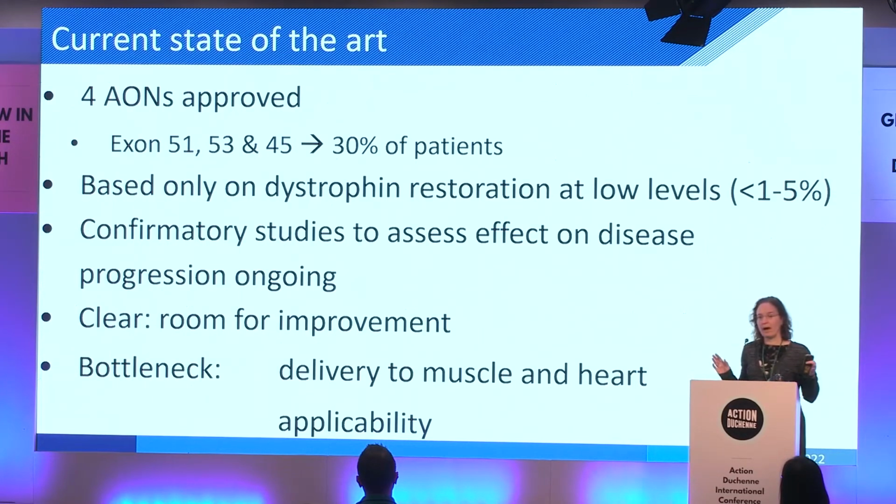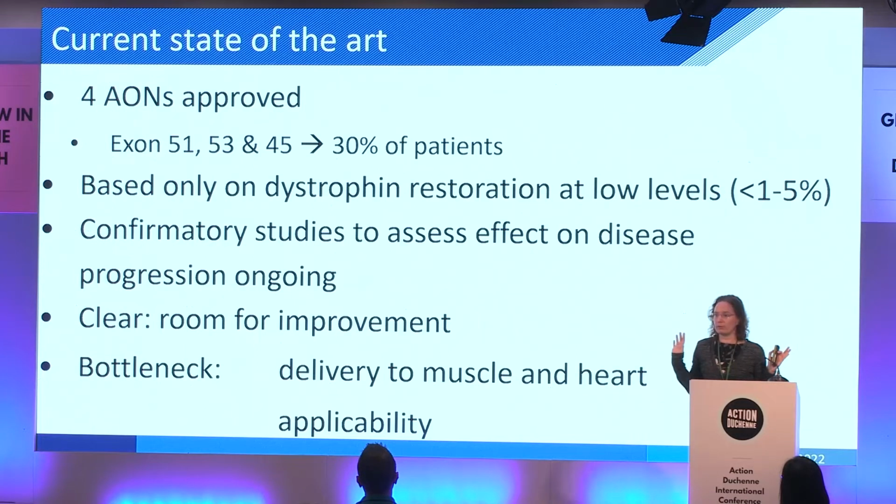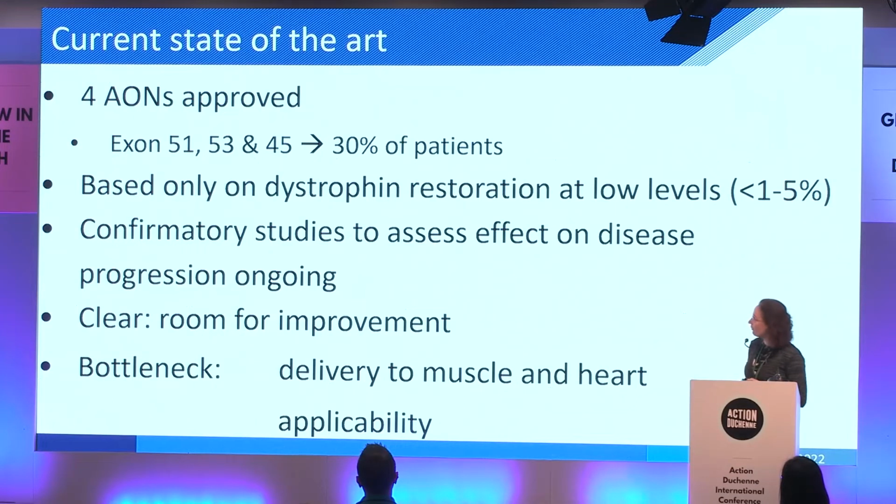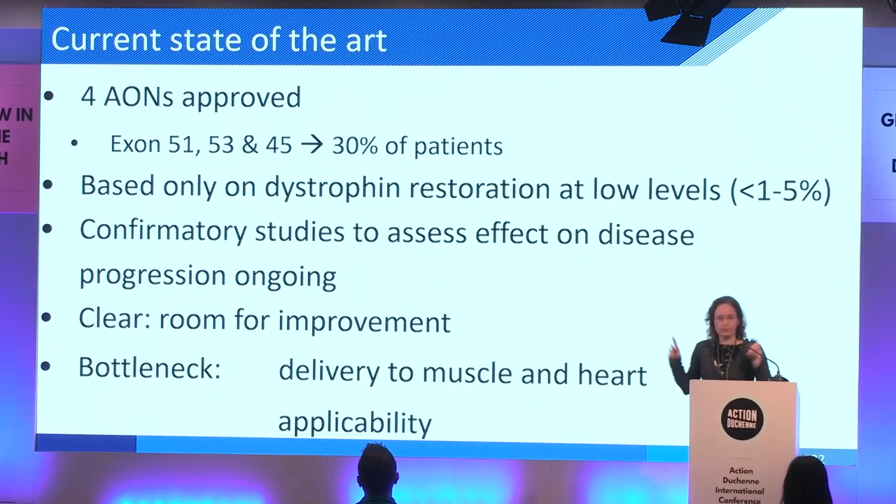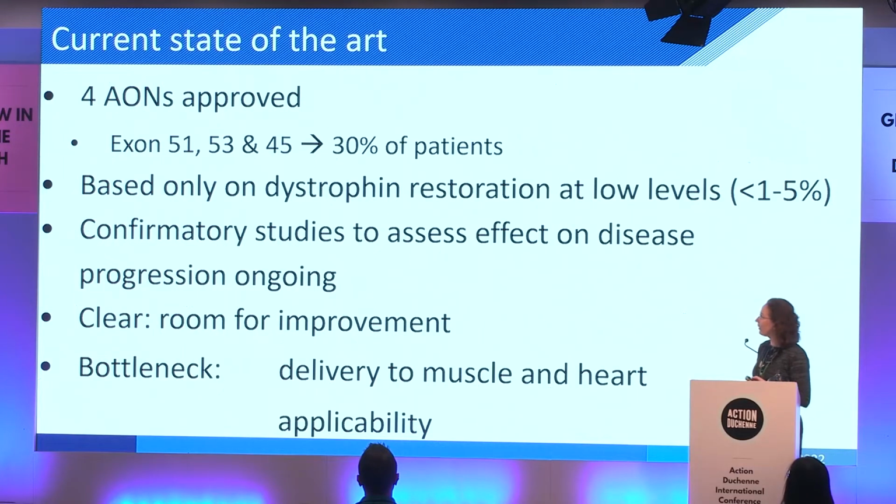So where are we at now? There's 4 AONs approved in the US. Not in Europe, not in the UK, they're only approved in the US. They target exon 51, 53, and 45, and you say that's 3 exons? Yes, because there's 2 AONs for exon 53. And that's about 30% of the patients.